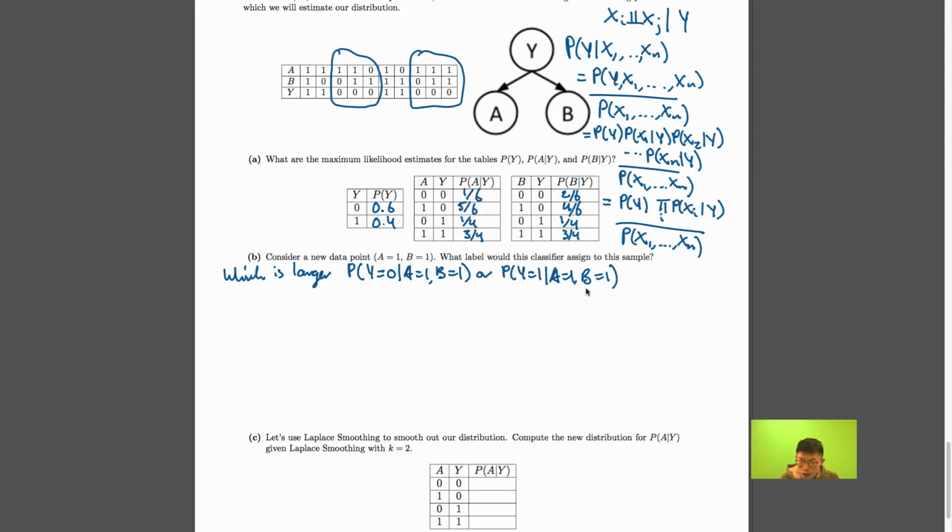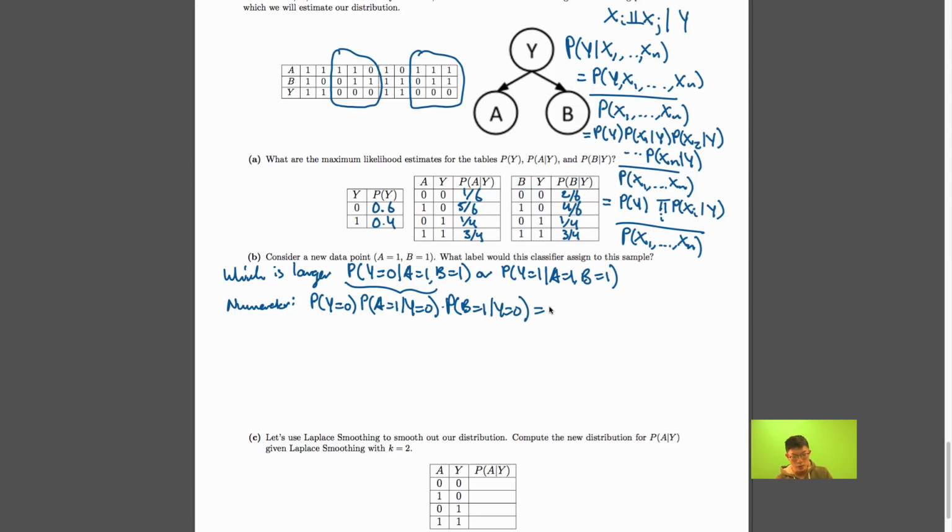Going back to our naive Bayes assumption, we said that we could write this probability in this form. Note that if we are just comparing these two probabilities, we can ignore this denominator, because the denominator is the same for both of these probabilities. It will just be the probability that A is 1 and B is 1, and we actually don't need to know that in order to figure out which of these is larger. So what we need to be comparing is just the numerator. For this probability, the numerator is the probability that y is 0 times the probability that A is 1 given that y is 0, times the probability that B is 1 given y is 0.